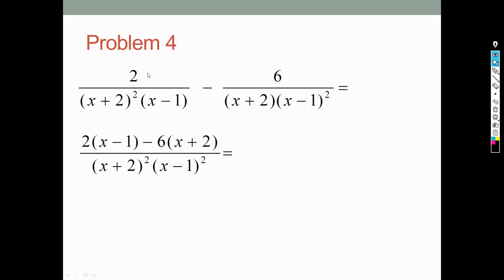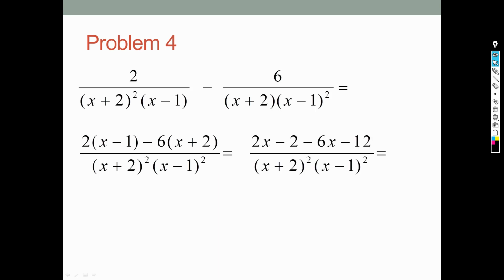And then you have to just multiply the 2 here. What factors are missing? X plus 2 to the second has it. X minus 1, we need two factors of x minus 1. So that's why we put this x minus 1 here next to the 2. Then the next one, minus 6, has a factor of x plus 2, two factors of x minus 1. It's supposed to have two factors of x plus 2, because that's what the LCD has. So that's why we put this right here. So now you just multiply. 2 times x, 2 times minus 1, minus 6 times x, minus 6 times 2. And we get this. You just combine your terms.